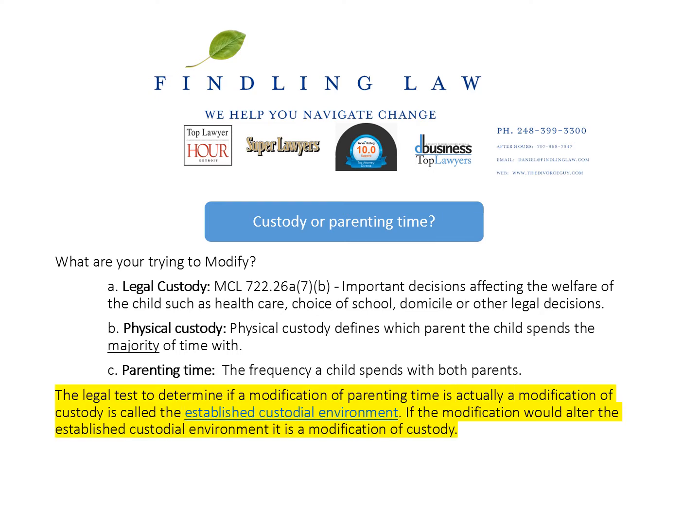Now, the legal test to make that determination, are we trying to modify custody or are we trying to modify parenting time, is called the Established Custodial Environment. And we're going to talk about the Established Custodial Environment in just a moment. But in really basic terms, if one parent has the majority of the parenting time, they typically also have an established custodial environment with that child. All right.